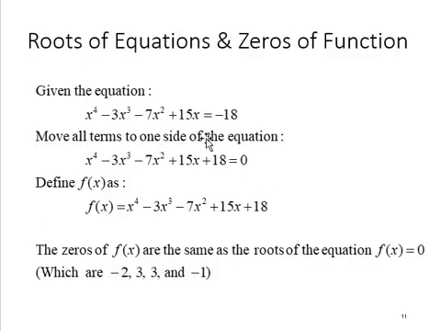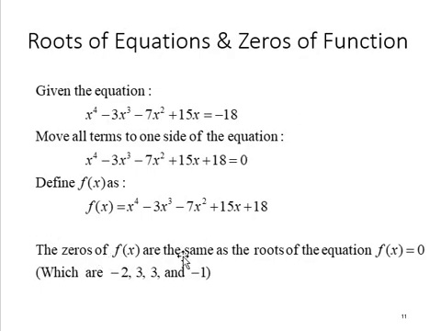All right, so let's look into this one. For example, if you are given this equation, this one has got order 4. So we expect this equation to have 4 zeros. Moving all terms to one side, you'll get this. Therefore, we define f of x as x to the power 4 minus 3x cubed minus 7x squared plus 15x plus 18.